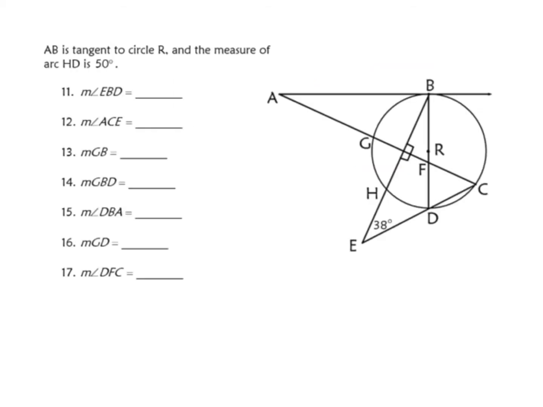Okay, for this next problem, I'm going to just solve for a bunch of angles first, and then I'll go back and answer all the questions on the left. Reading the instructions, I can also see that arc HD is 50. So I'm going to go ahead and write that in. Okay, if HD is 50, then this inscribed angle up at B right here is 25.